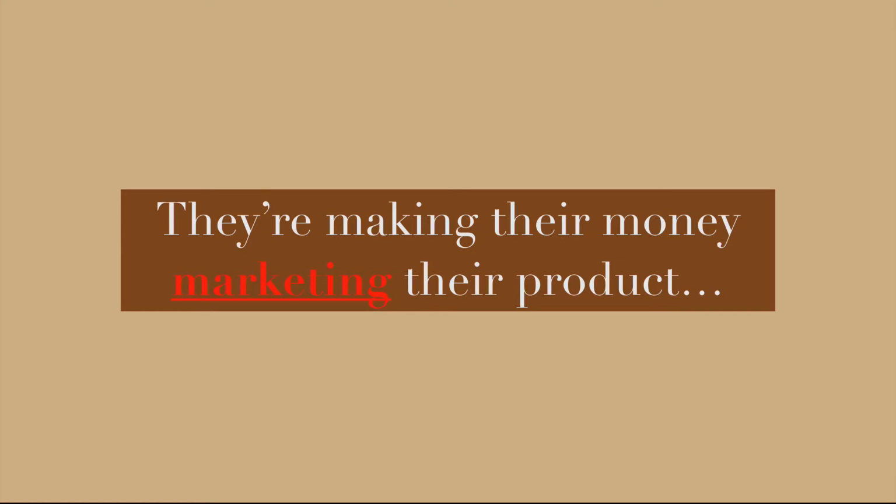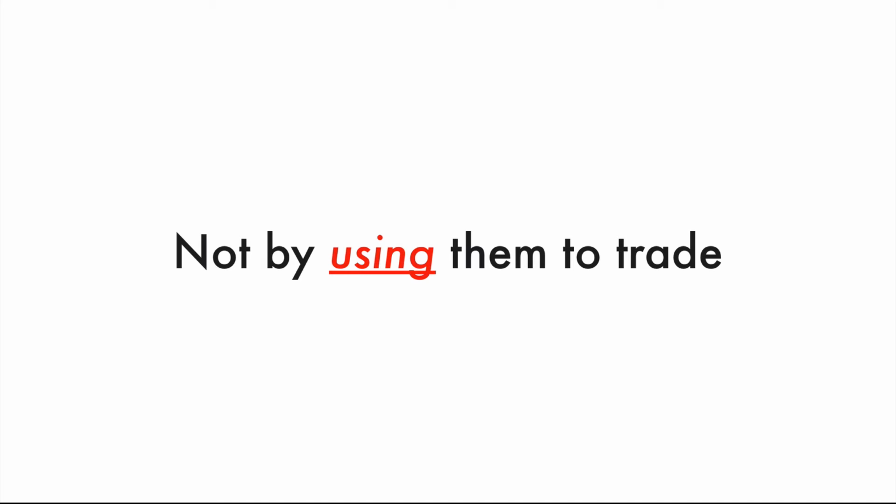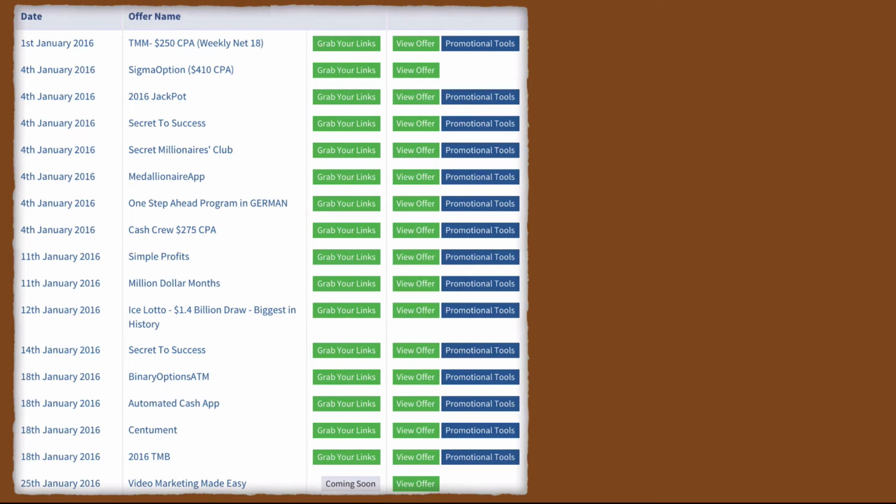Because here's what they're doing. They're making their money by marketing their product, not by actually using them to trade. I want to share with you a screenshot from a popular affiliate marketing place. You'll notice that on the left-hand side of your screen, this is just 1 month of binary option products that are coming out. 1 month. Now, if these binary products are working so well, why do they continue to create more? And I will tell you that I've seen several of them. You'll see that the automated cash app is scheduled to come out on the 18th of January. So by now, this app is already live and working. But if they're working so well, why do they keep creating them?